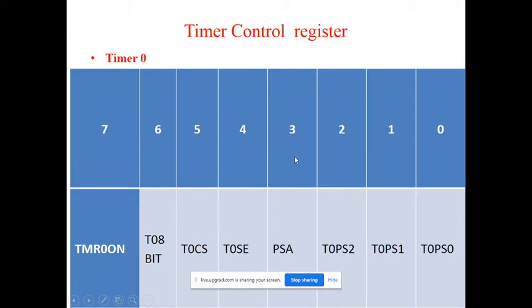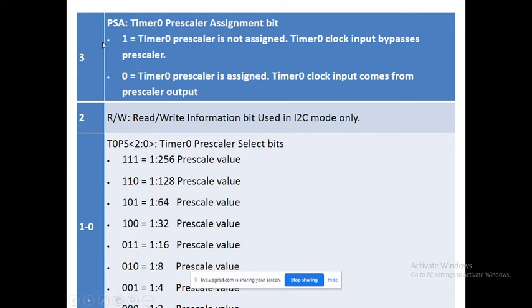Then bit number 3 is PSA. Now we will discuss that part. PSA, that is the timer 0 prescaler assignment bit. There are two options, internal clock or external clock, whatever frequency is coming for the timer. But sometimes the customer doesn't want that frequency. They want other options, and those options are provided by the prescaling factor. Whether you are interested in doing that or not is your choice.